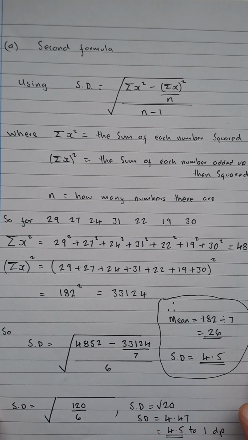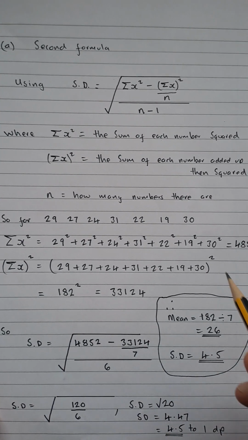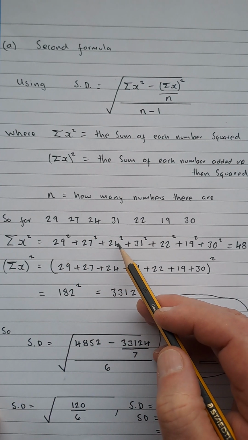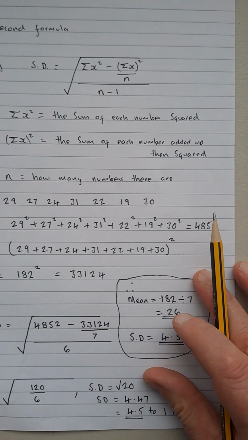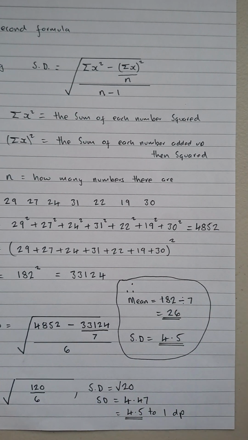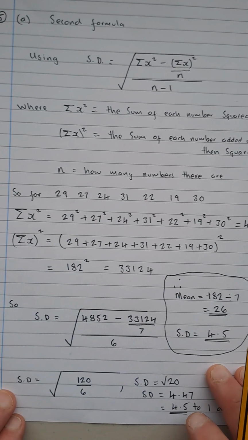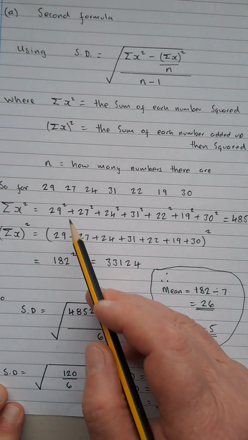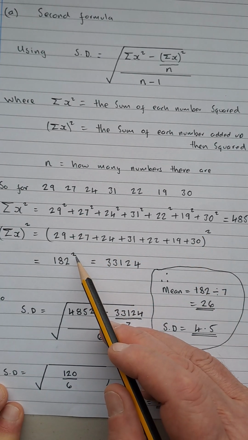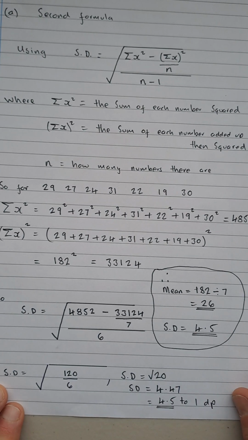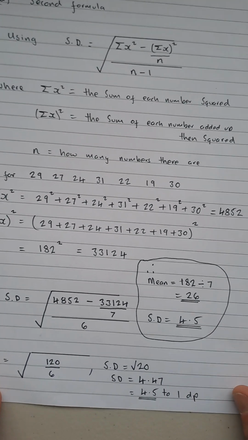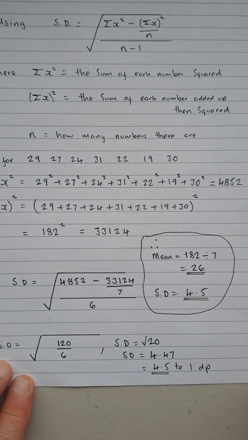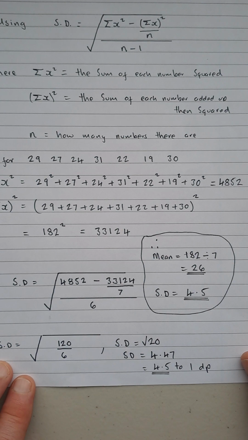So let's get the sum of each number squared. So this is just a pure calculator job. 29 squared plus 27 squared plus 24 squared, and so on, and you end up with 4852. And then the next one, the sum of all the numbers, and then square it. So we add them all up. You can see it there. And we get 182 squared, and we get 33124. And just while we're at it, the mean is 182 divided by 7 to get the 26 that we got a little minute ago.